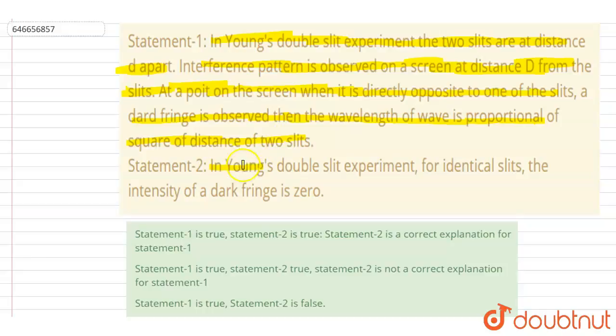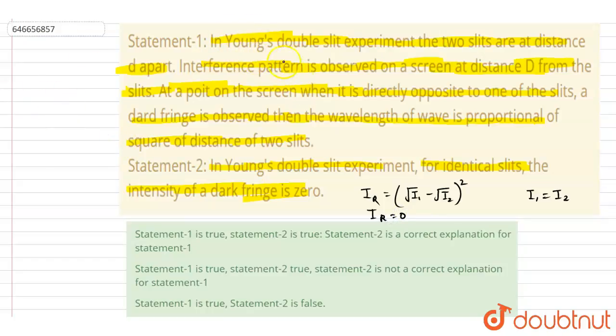So in statement 2 it is said that in Young's double slit experiment for identical slits, the intensity of the dark fringe is 0. We already know this. If I talk about the minimum intensity, it is (√I1 − √I2) whole square. So if I1 equals I2, then certainly the resultant intensity for the dark fringe will be 0. Now let's check statement 1.